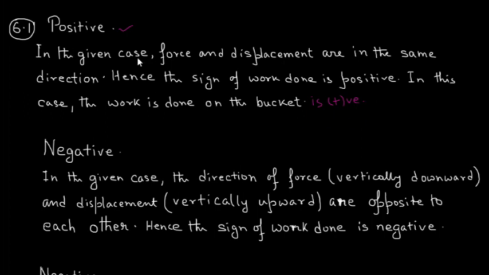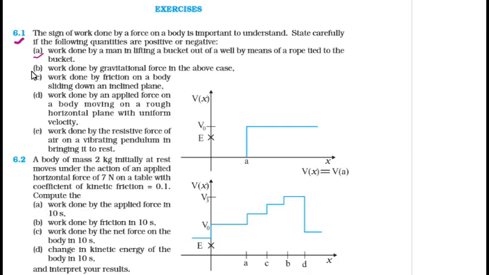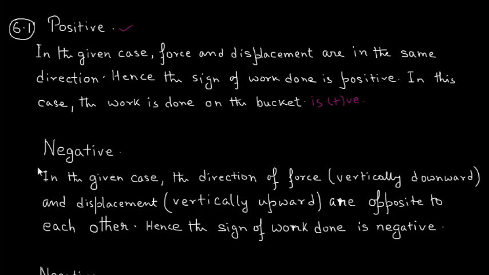So, let us see the next question. The next question is B, that is work done by gravitational force in the above case. Answer to the next question B is negative, because in the given case the direction of the force, vertically downward, and displacement, vertically upward, are opposite to each other. Hence, the sign of the work done is negative.